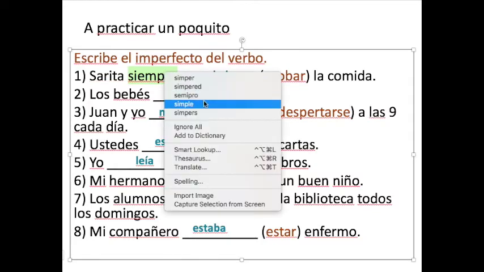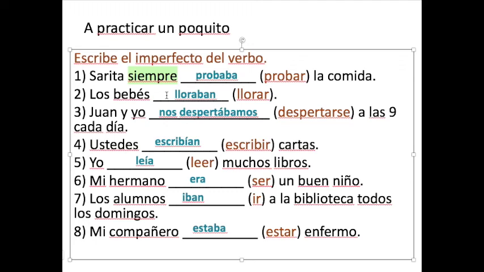Okay. Los bebés, you already know what that is. Lloraban, this is to cry. So the babies were crying.